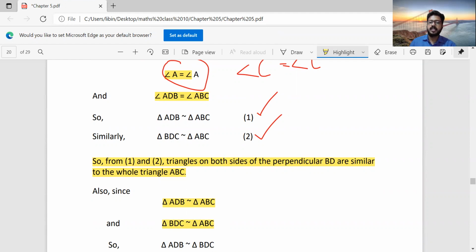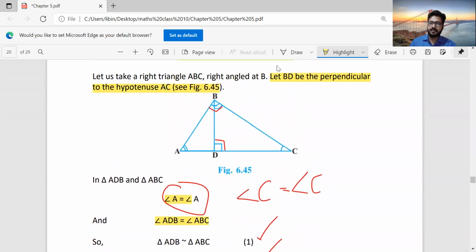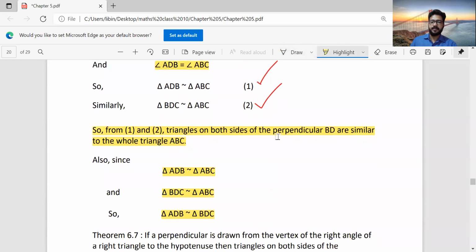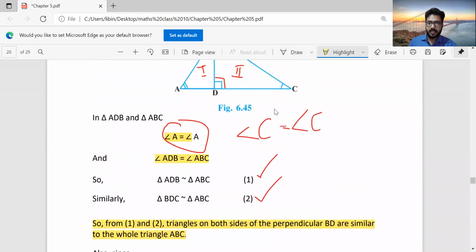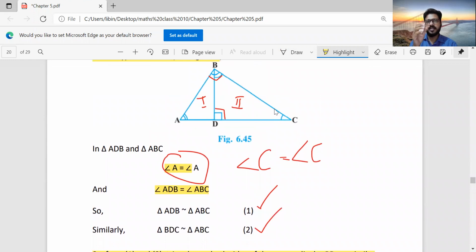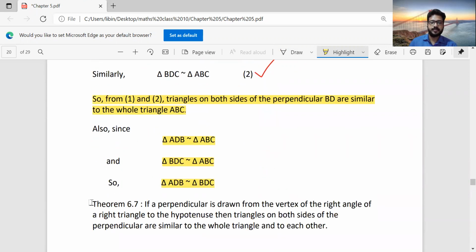So we can say that triangle ADB is similar to triangle BDC. I am calling this triangle as 1 and this as 2. So triangle 1 and triangle 2 are similar. Clear? That is just a small result we will be using to prove the Pythagoras theorem. Let us see how we can make use of that in the Pythagoras theorem.